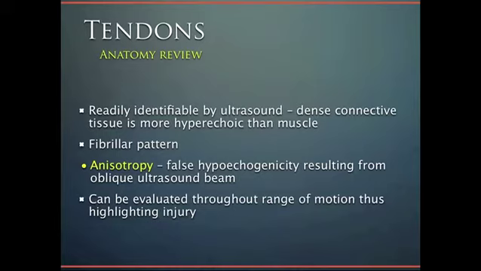Now, the tendons themselves should be readily identifiable on ultrasound because their connective tissue is so dense. It looks very hyperechoic, especially more hyperechoic than muscle. It exudes that fibrillar pattern and should be able to be evaluated throughout its constant range of motion. And if it's not present as you're ranging a joint, there may be an injury there.